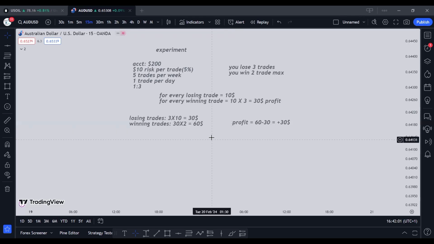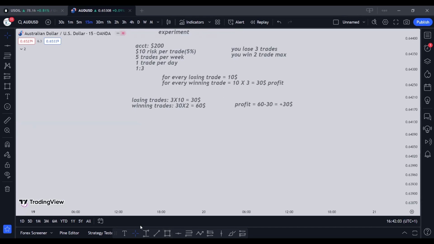You now go to the prop firm route. You buy a prop firm account. This is how to be a profitable trader. Prop firm route.